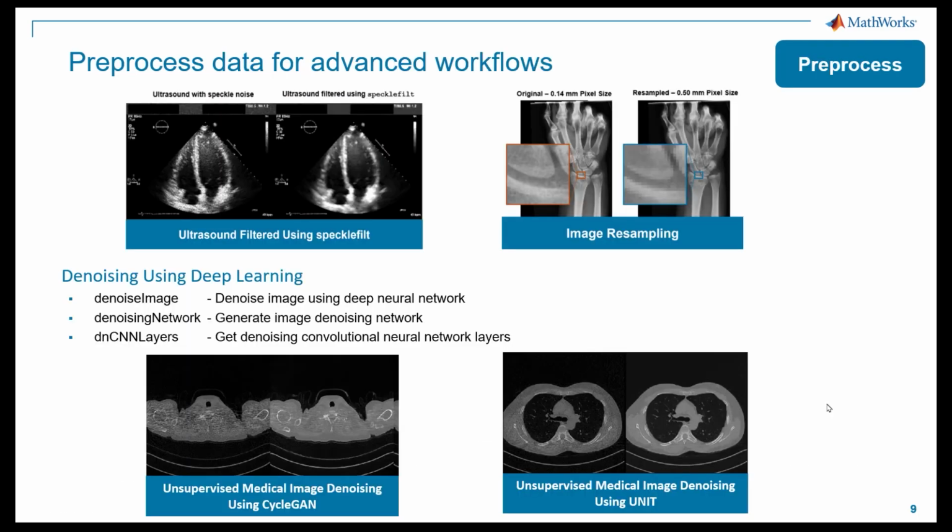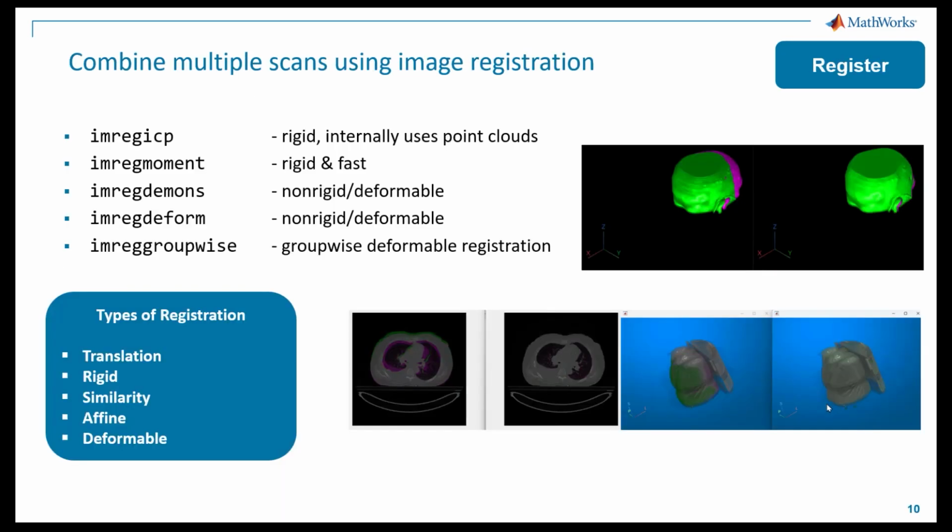Once you have your data and you visualize them a little bit, you might decide you need to pre-process them. I've got one slide here on preprocessing, but I could literally spend hours and hours talking about preprocessing. Preprocessing could include anything from image adjustment, intensity modification, image morphology, all kinds of things, speckle filtering, image resampling, and this is just kind of a high-level overview of some of the things you might want to do. You might even want to use denoising using deep learning: denoiseImage, denoising network, DnCNN layers, just all kinds of different ways that you might want to pre-process your data.